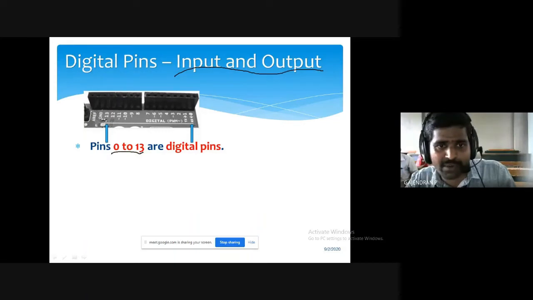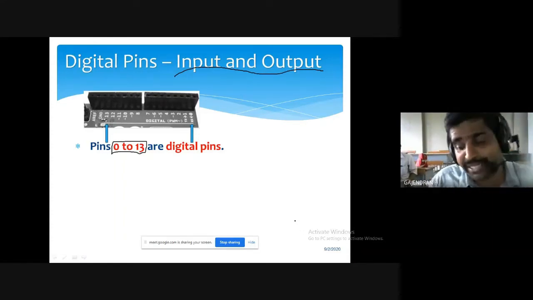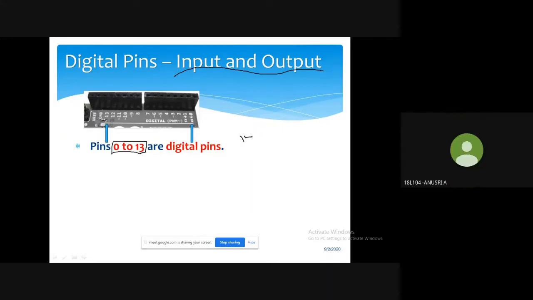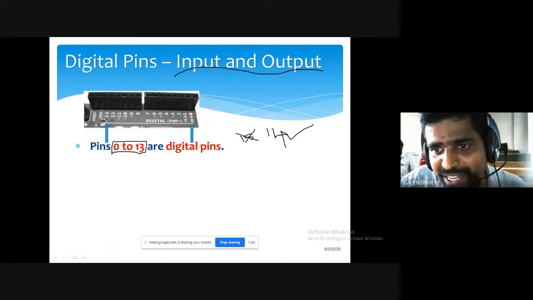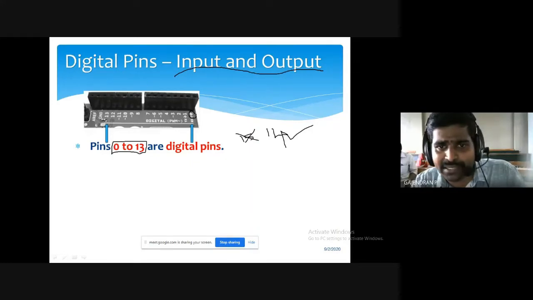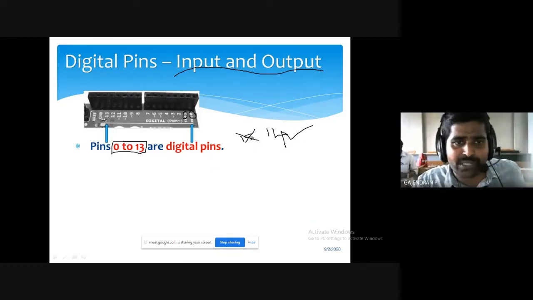Can anyone tell how many digital pins are available? 0 to 13 means how much? 15, correct? 14, very good. Okay, very good. 0 to 13 means 14. Simply they are labeled with the same thing, 0, 1. Please check the labeling of your digital pins. They start from 0 to 13. There are 14 digital pins available.